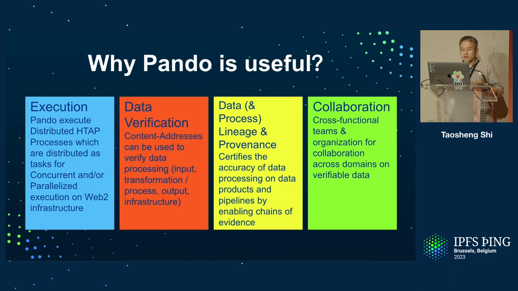And for lineage and provenance, we could certify the data processing, the data products, and pipelines by enabling chains of evidence. And based on Pando, this kind of Web3 data network, we could build cross-functional teams and organizations, for example, multi-data DAOs, and cross-domains on this verifiable data.